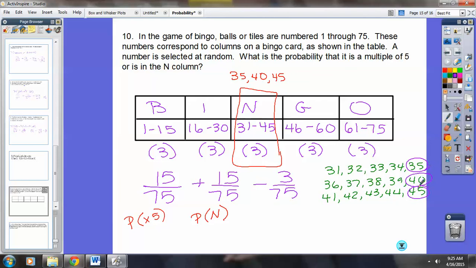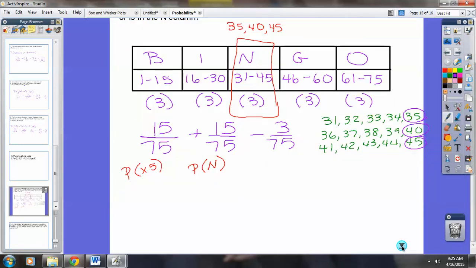Jordan? So could you just know that you were going to count them twice and not count them in the first place? Yeah. You could have counted them here maybe, and then not counted them here. Yeah, it would be the same thing. You could think of it that way. So let's go ahead and complete our probability. 15 plus 15 minus 3 is 27 out of 75. Use your math feature in your calculator. What does that simplify to?